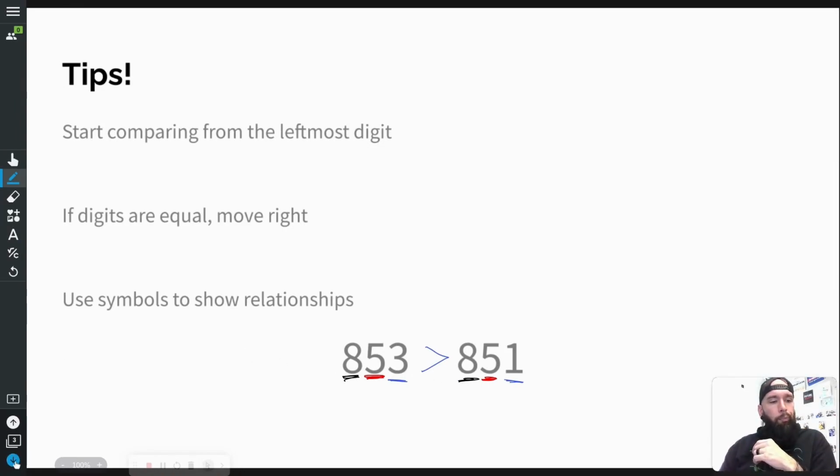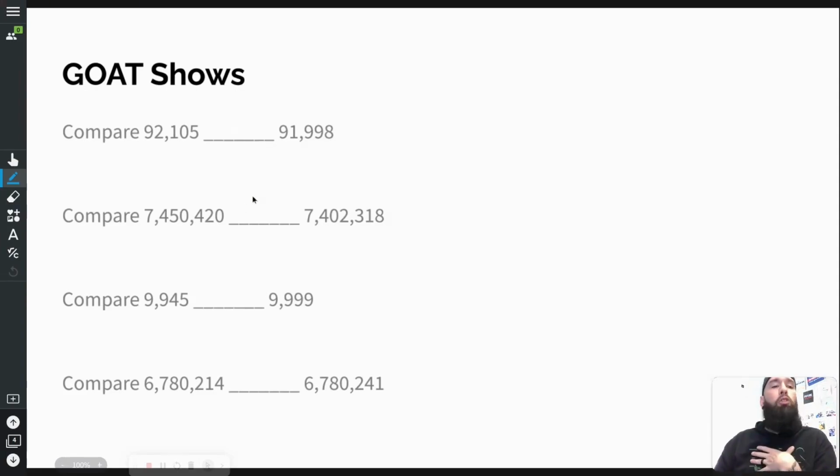All right, let's do it. So let me show you about 4 of them. You're going to try about 3 of them. Let's see how we do. Let's compare this number. Remember, we learned how to read and write out numbers, so we'll read these out.